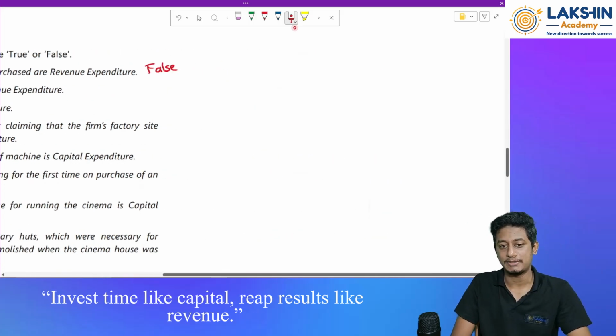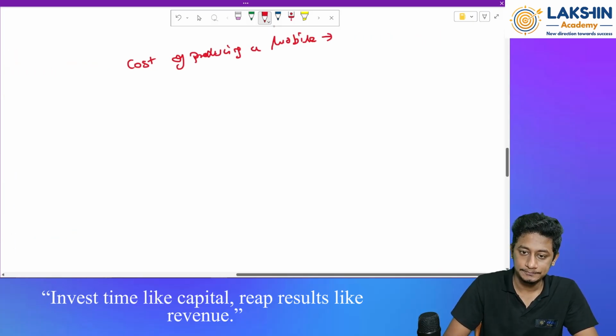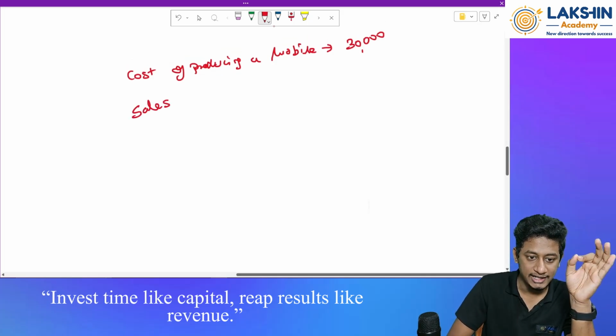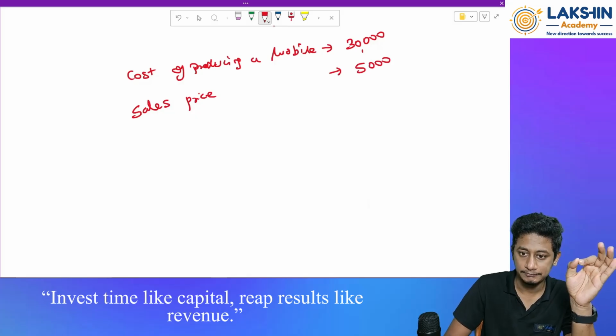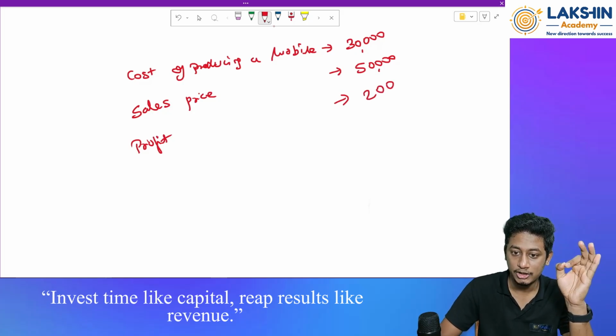So let's take some example. Cost of producing a mobile is rupees 30,000. Now my sales price is, for example, rupees 50,000. So how much is the profit that I am earning over here? Rupees 20,000 is the profit I am earning.